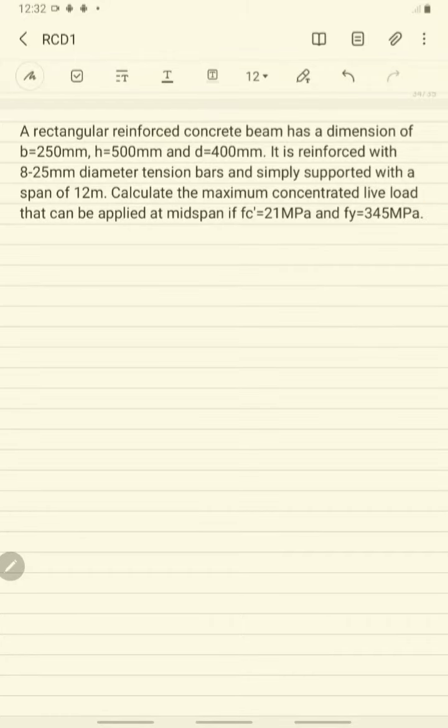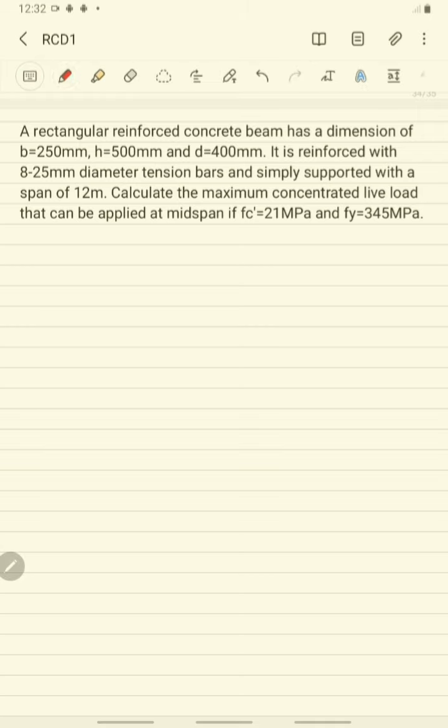Let's have this example. A rectangular reinforced concrete beam has a width of 250 mm, a height of 500 mm, and an effective depth of 400 mm. It is reinforced with 25 mm diameter tension bars and simply supported with a span of 12 meters. Calculate the maximum concentrated live load that can be applied at midspan if Fc prime is equal to 21 megapascal and Fy is equal to 345 megapascal.